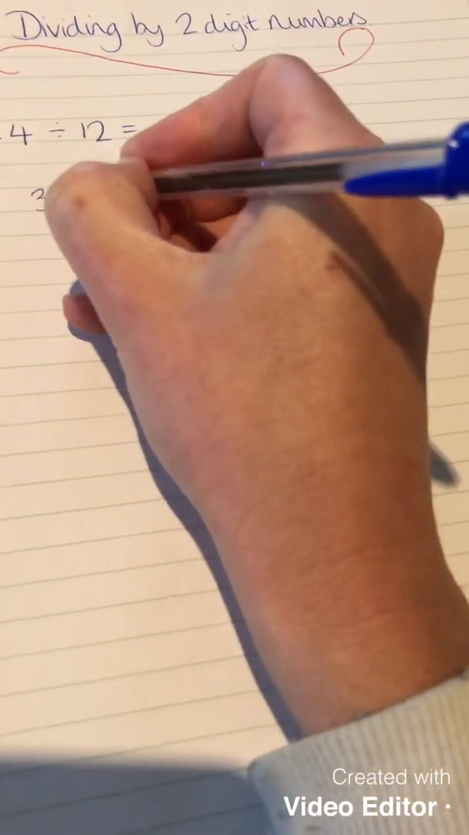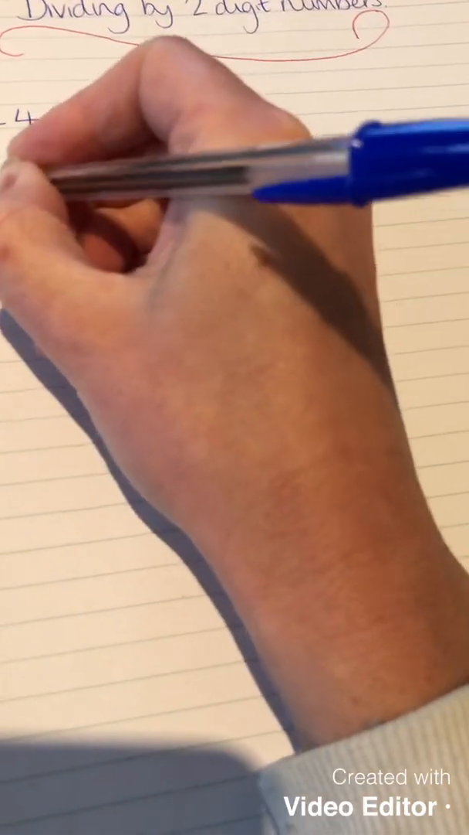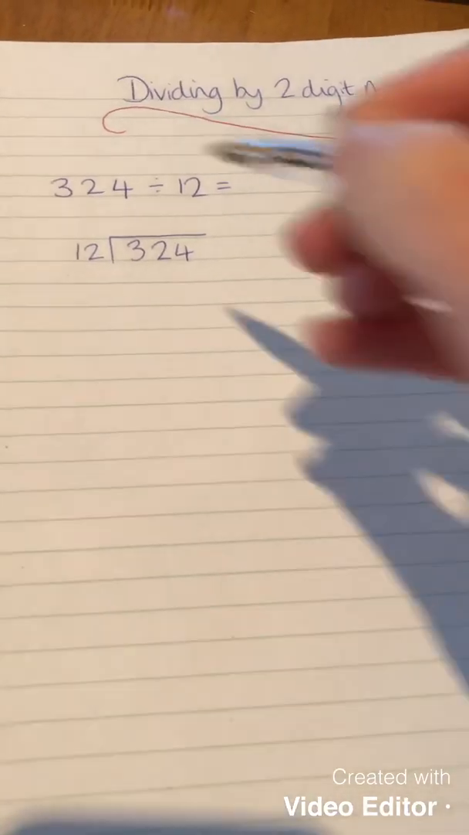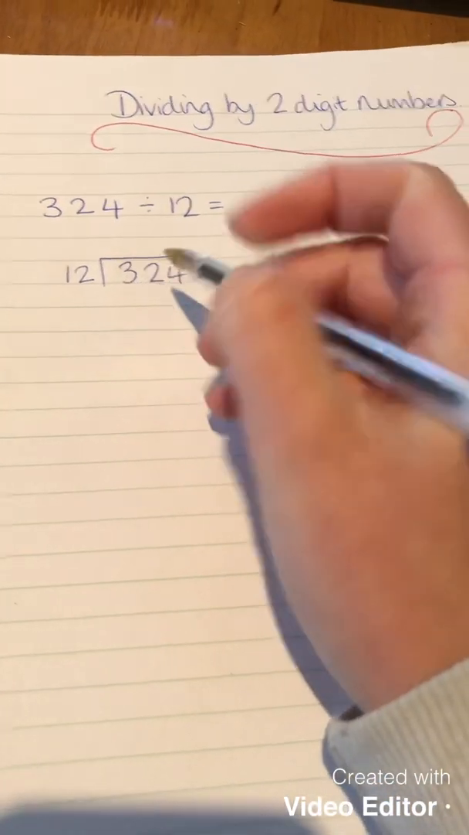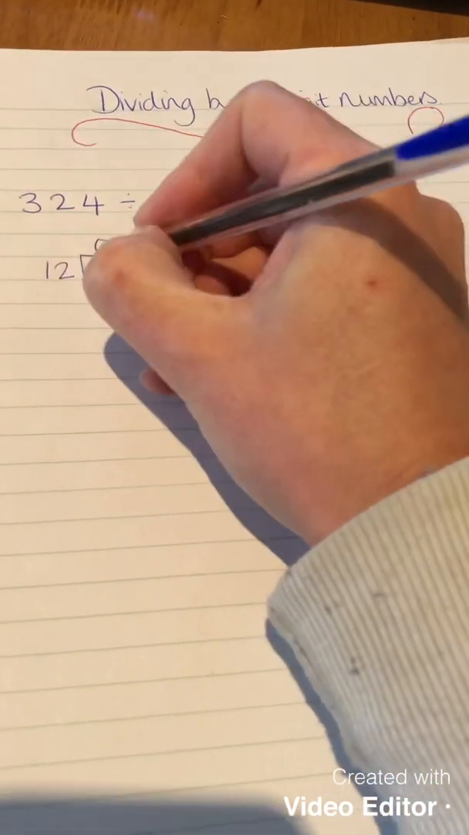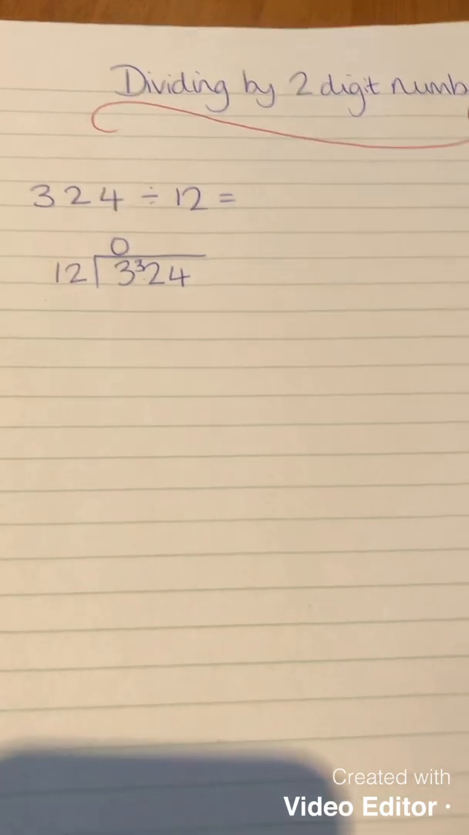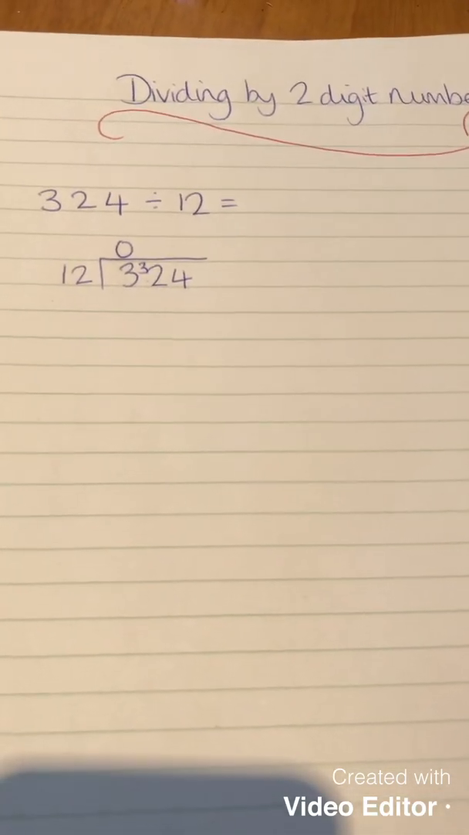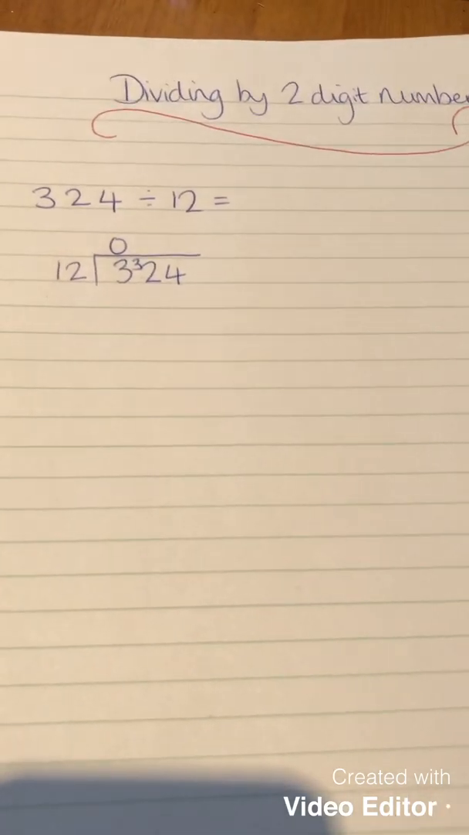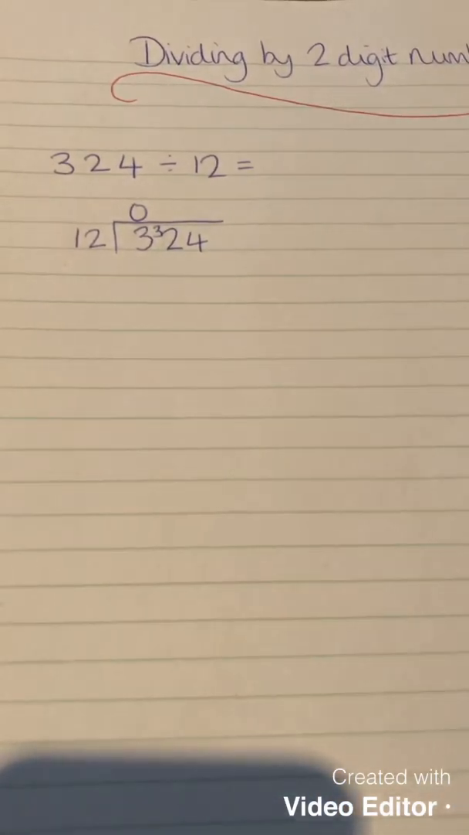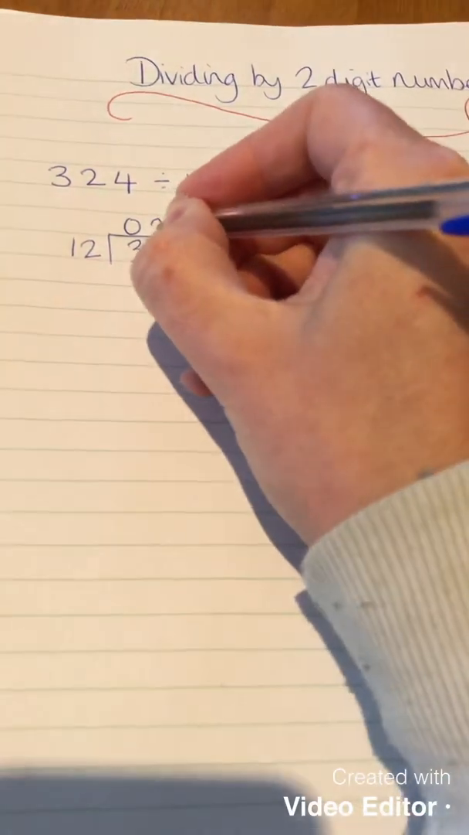So I'm going to write down 324 divided by 12, and then I'm going to think about my 12 times table. So how many 12s go into 3? None. So I'm going to pop a 0 there, and I'm going to carry my 3. How many 12s go into 32? Well, I know that 2 lots of 12 are 24, and I know that 3 lots of 12 are 36. 36 is obviously too many, so I'm going to pop 2.